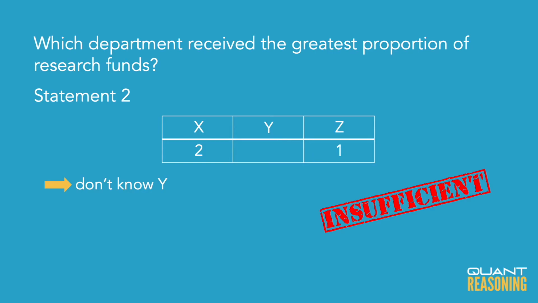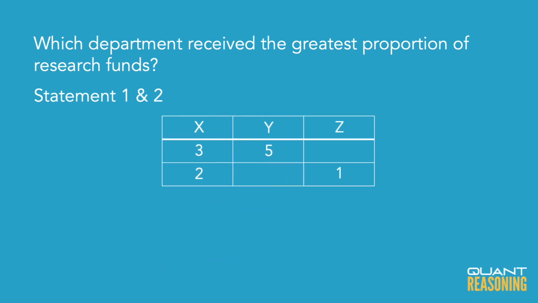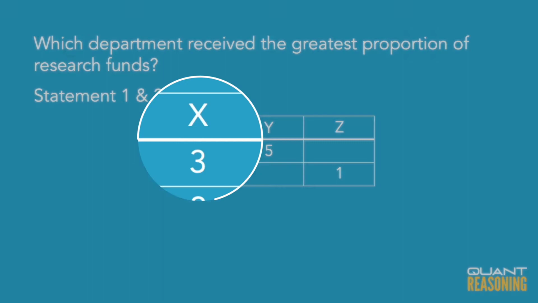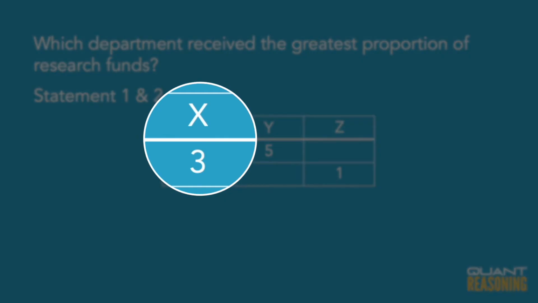So here's how the ratio table would work. We'd have x to y to z. For the first ratio, we'd fill in x to y is 3 to 5. And then for the second ratio, we'd fill in x to z is 2 to 1. Now the problem that we have with this table is that on the one hand, we're representing x using 3 ratio units, and on the other hand, we're representing the same x using 2 ratio units.